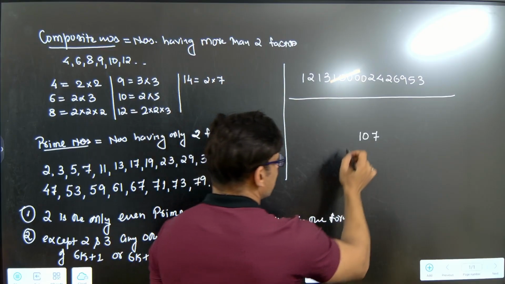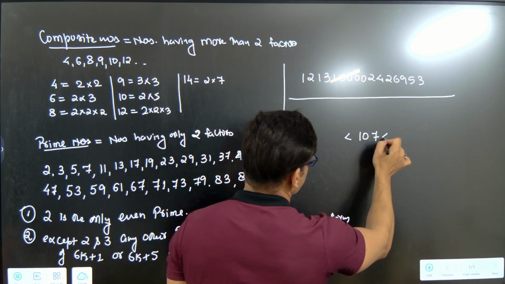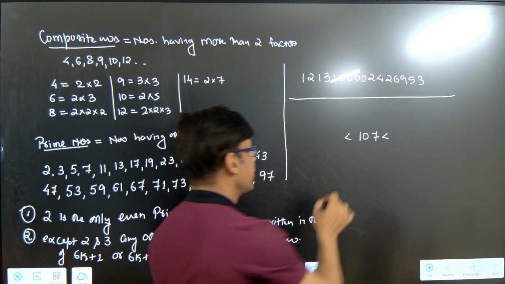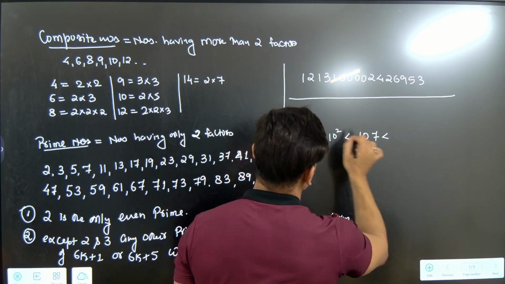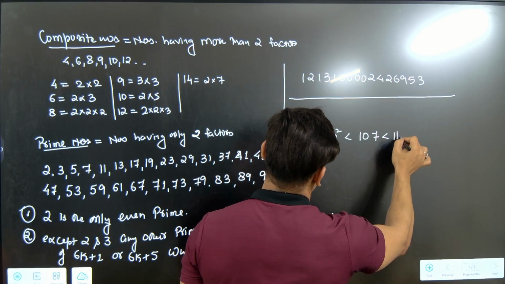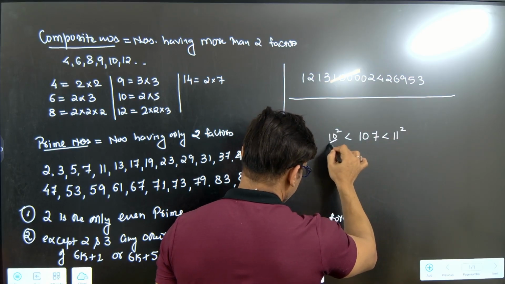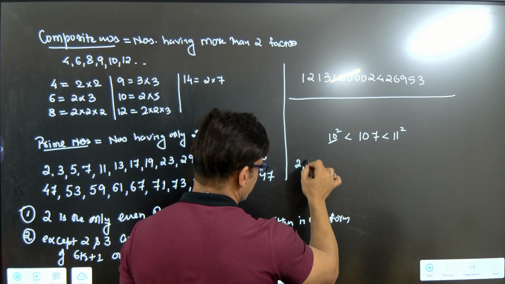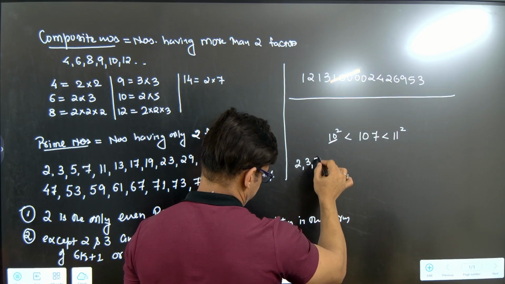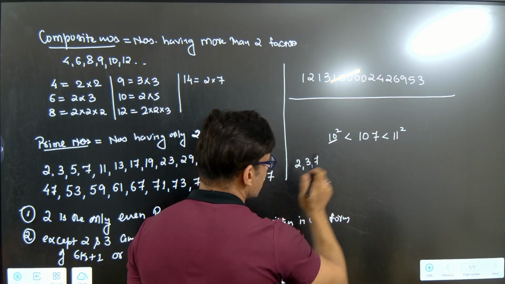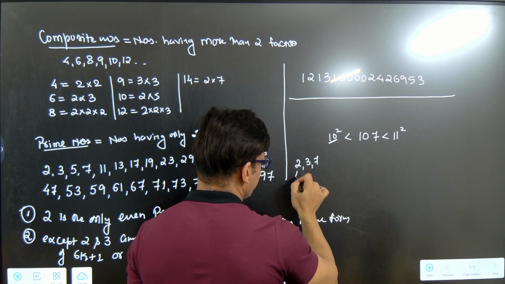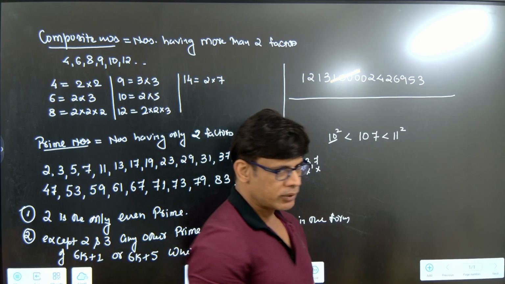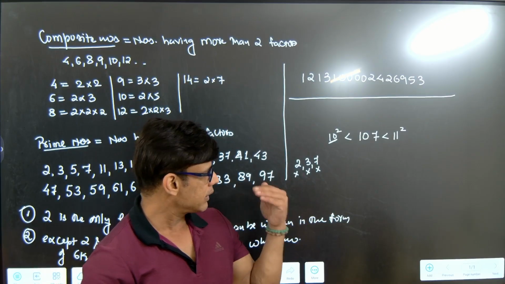First you find out which two perfect squares it lies between. So it lies between 10 squared, which is 100, and 11 squared. With 10 squared, just focus on the base and write down all the prime numbers less than 10: 2, 3, 5, 7. Check 107. Is it divisible by 2? No. Divisible by 3? No. Divisible by 7? No. So you have to check with all the prime numbers less than 10.